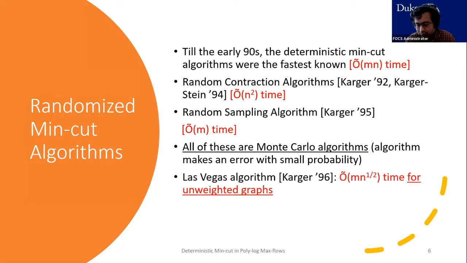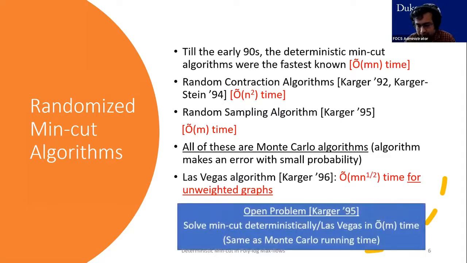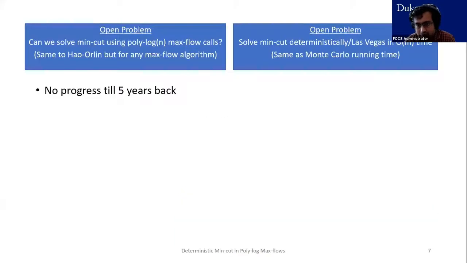And even if you went for Las Vegas algorithms, running times are slower. Okay, so that gives us another open problem. Can we solve min cut deterministically, or even Las Vegas in near linear time? So those were the two problems that drove our research.